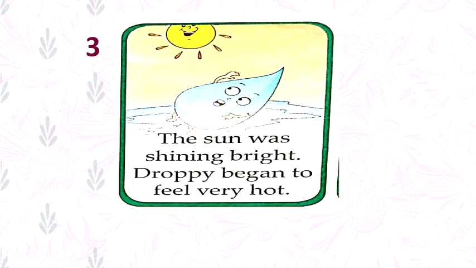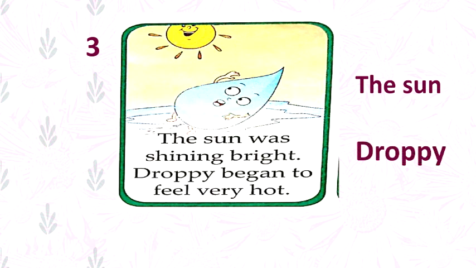The sun was shining bright. So children, who was shining bright? You're right. The sun. So the subject in this sentence is the sun. Circle both the words. Droppy began to feel very hot. So children, who began to feel very hot? You're right, Droppy. So the subject in the second sentence in this picture is Droppy. Let us see the next picture.